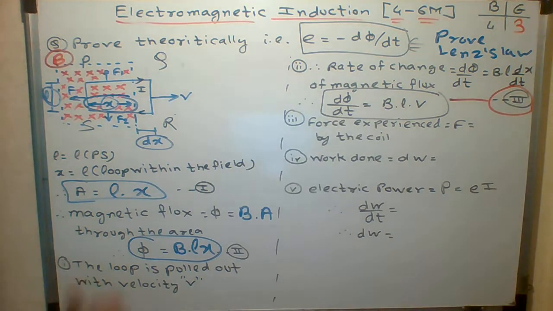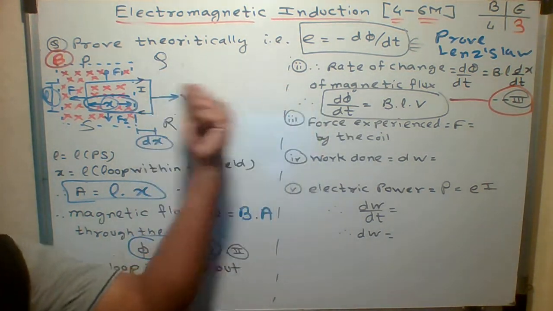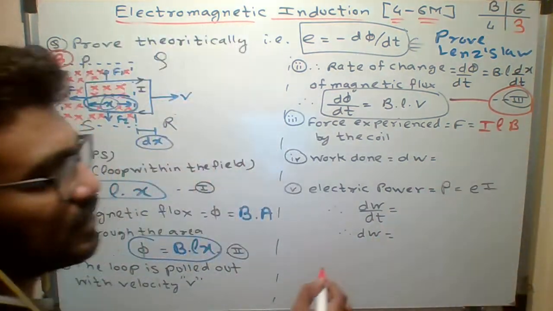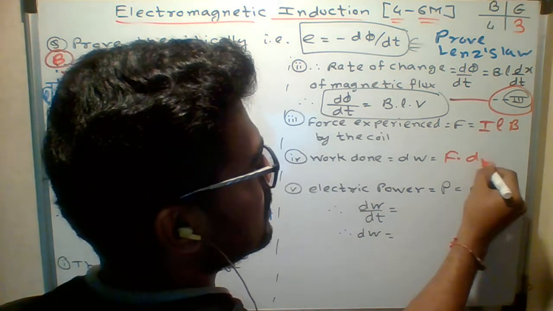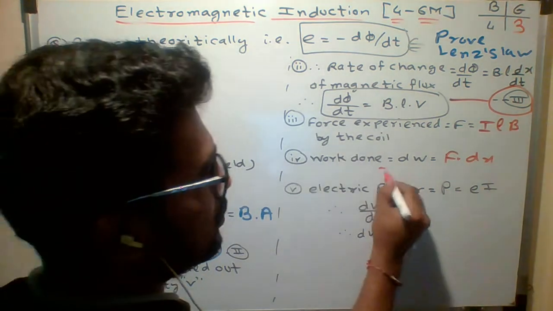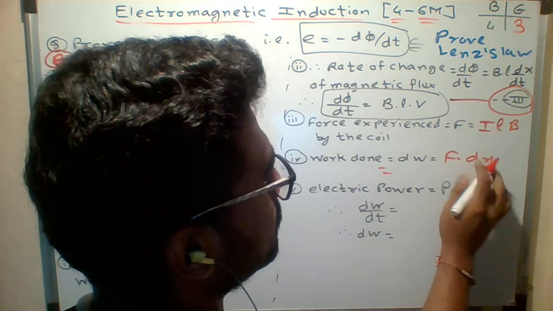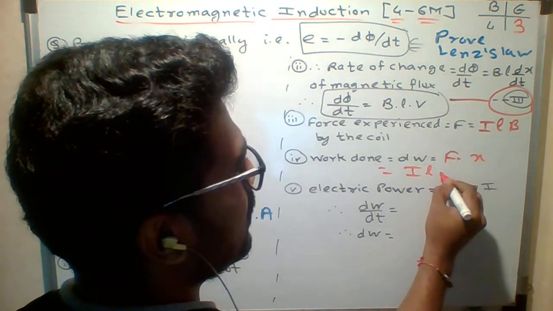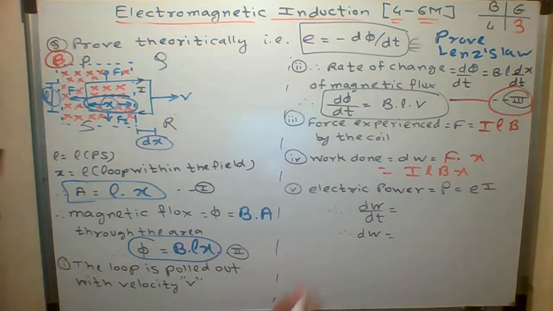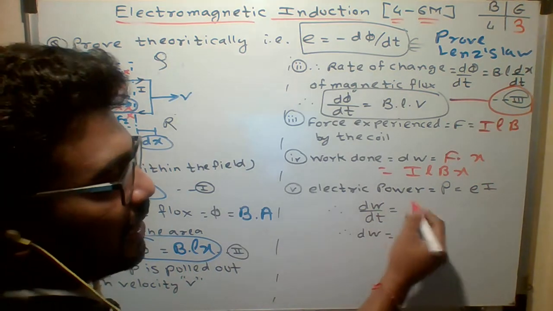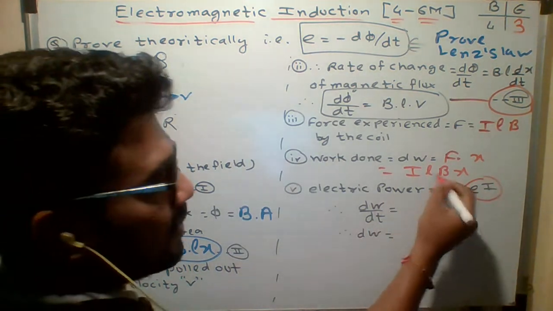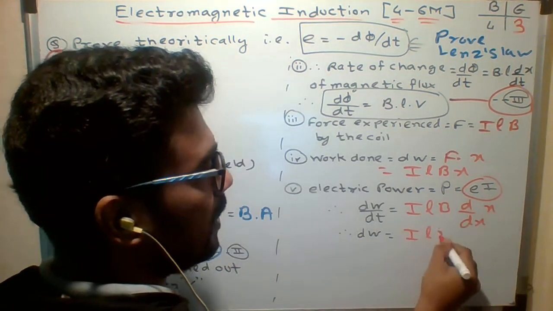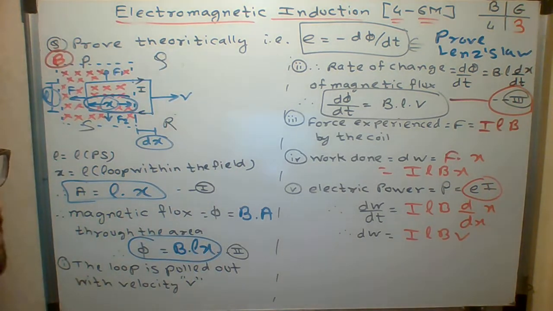Now, when I pull this coil outside this particular magnetic field, what will happen? What is the formula for the force experienced? I L B. What is work done? Force into displacement. Okay, so I will put this particular work done dW as force into displacement. So I L B x. And if I take the derivative of that work done, I will get power. The formula for power is E I. So I L B d by dt of x, so I L B V.